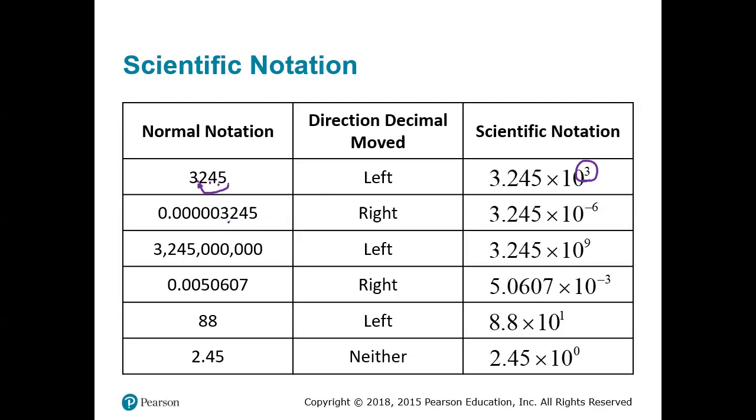Same thing though. I gotta move that decimal point here, 3.245. How many times do I have to move it? 1, 2, 3, 4, 5, 6. 6 places to the right. So the 6 in my exponent is for the number of times I had to move it. It's negative because I had to move it to the right. You can also think of it as negative because the number I'm trying to represent is less than 1.